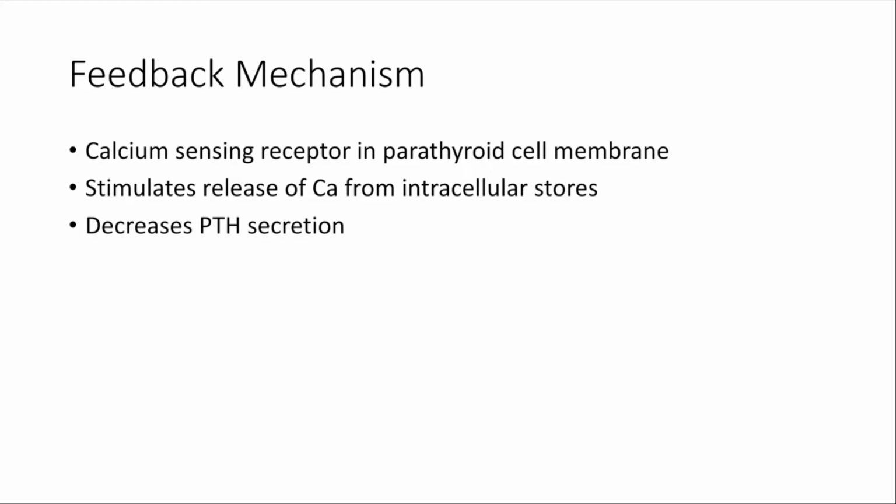Like every other pathway in the body that requires regulation, the parathyroid hormone action also has a feedback mechanism. There is something called a calcium sensing receptor, or CASR, in the parathyroid cell membrane. This stimulates the release of calcium from intracellular stores. So if this receptor senses a decrease in calcium, it will cause release of calcium from the intracellular stores and also decrease PTH secretion. Let's go into the details of that a little bit.